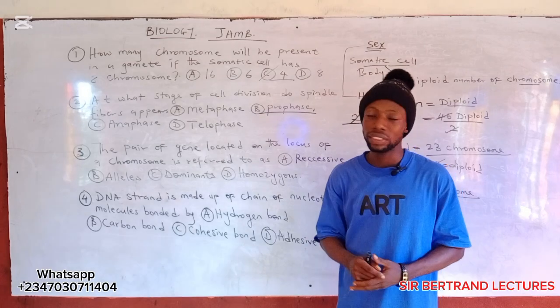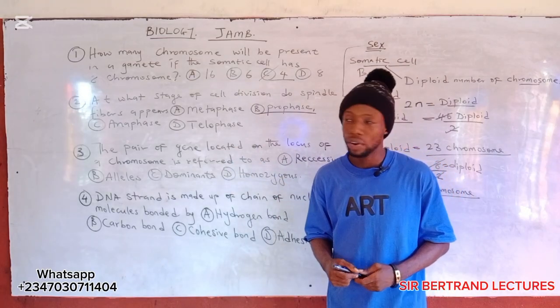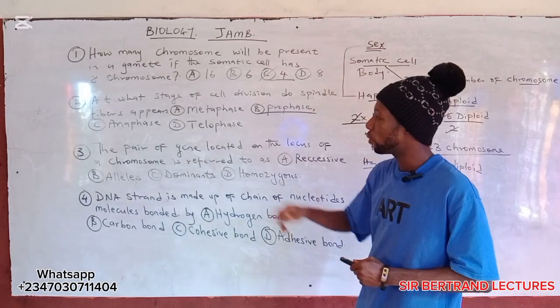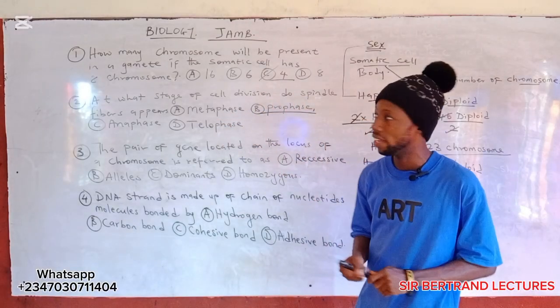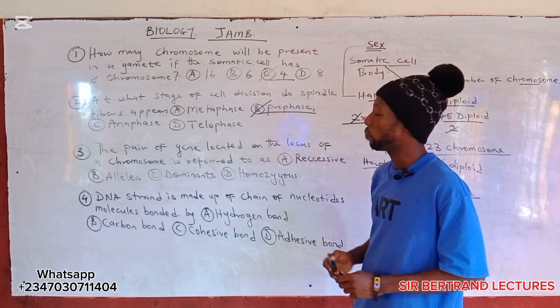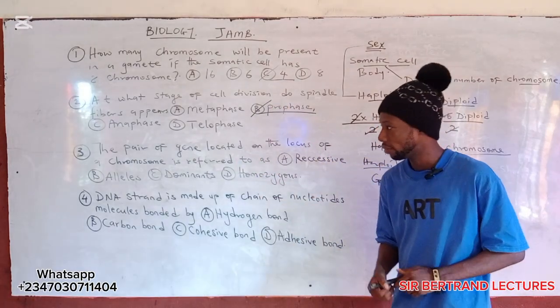Then the cell divisions start to occur at the telophase stage of cell divisions. All right. So the question is asking us, at what stage of cell divisions the spindle fibers appear? The answer is prophase stage. All right. Then question number 3.